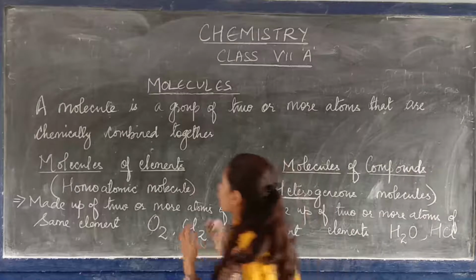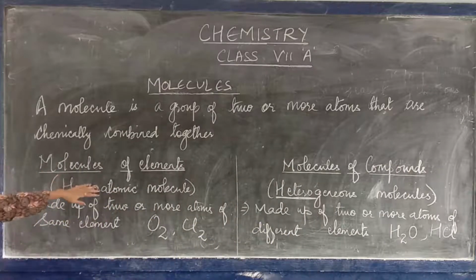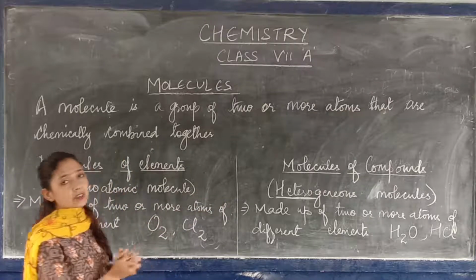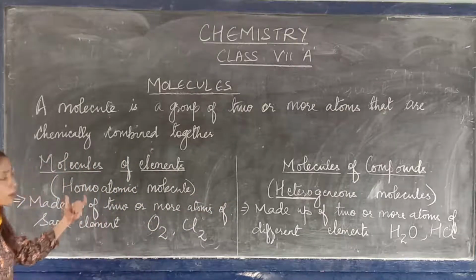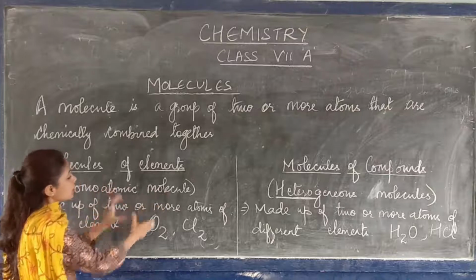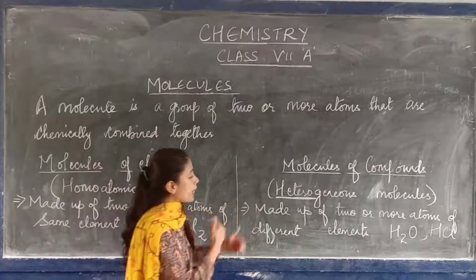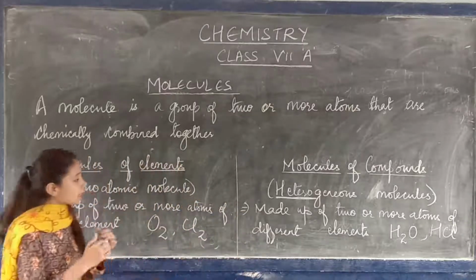So you should know the difference. The molecules of elements are called homoatomic molecules, and the molecules of compounds are called heterogeneous molecules. Homo means same, so in these molecules the atoms will be from the same element, and in heterogeneous molecules the atoms will be from different elements.